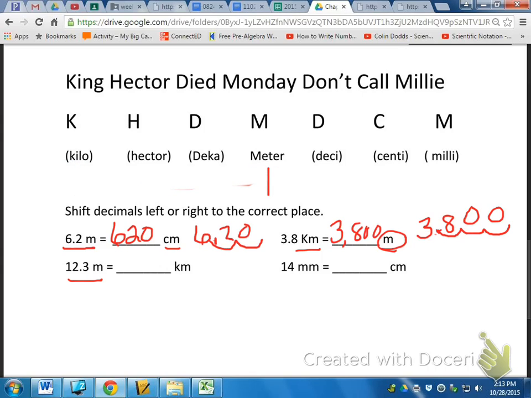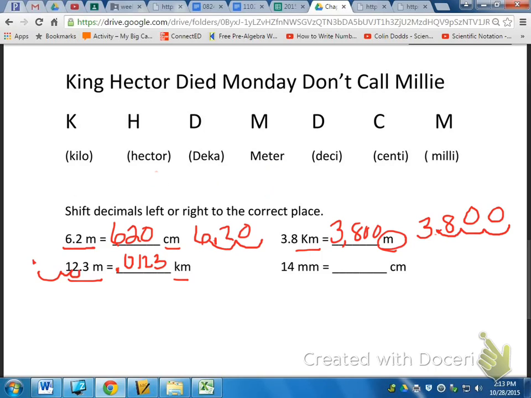Let's look at the next one. 12.3 meters. I'm right here. I want to go to kilometers. 1, 2, 3 steps left. Take this decimal. 1, 2, 3 steps left. 0.0123 kilometers.